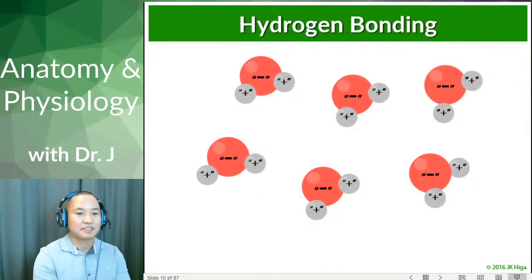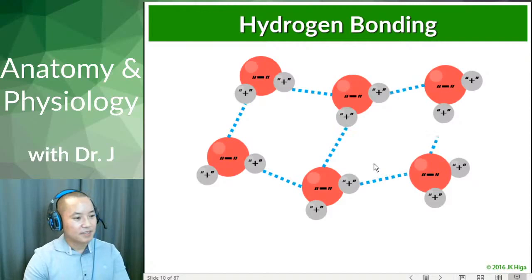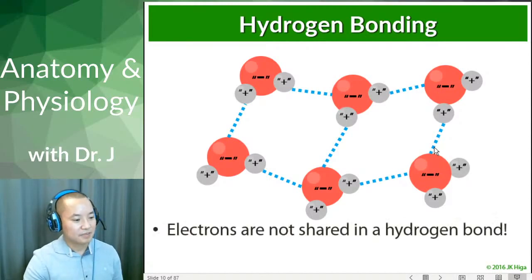Now, why is hydrogen bonding important? With these positive and negative charges, remember, positive attracts negative, negative attracts positive. So what we have here is all of these hydrogen bonds. The slight positive charges on the water molecules are attracted to the negative charges right here. And that's what we have here. So electrons are not shared in a hydrogen bond.